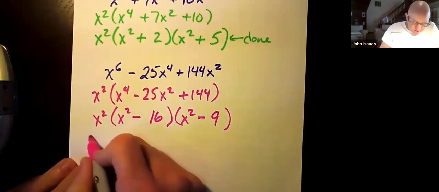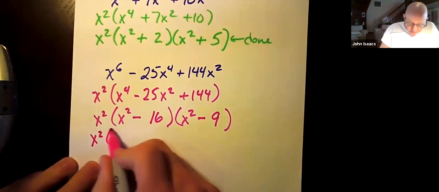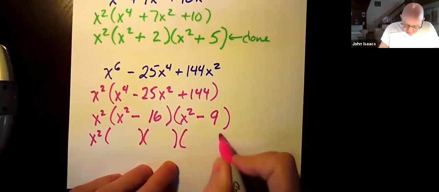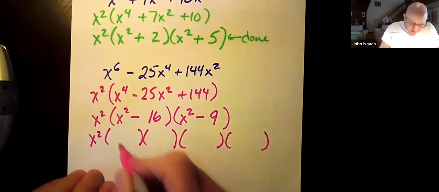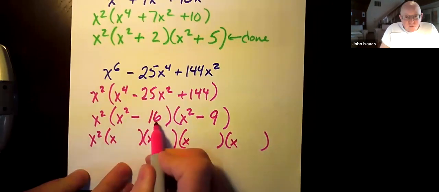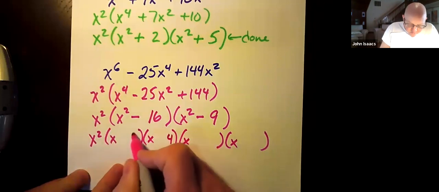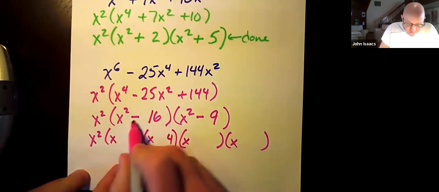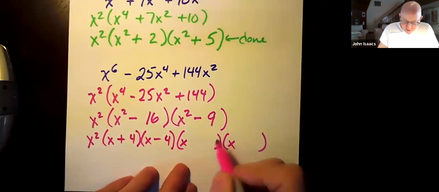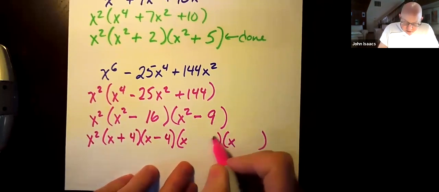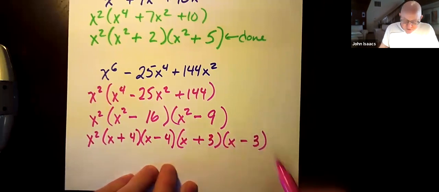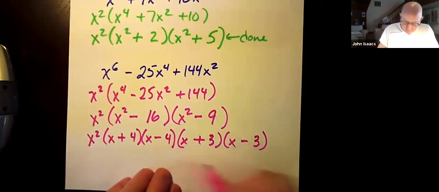So x squared. This first one is going to get factored. The second one, it's going to get factored. They're going to start with x's. Square root of 16 is 4. Difference of squares always creates conjugates. Square root of 9 is 3. Difference of squares always creates conjugates. And now we're done.